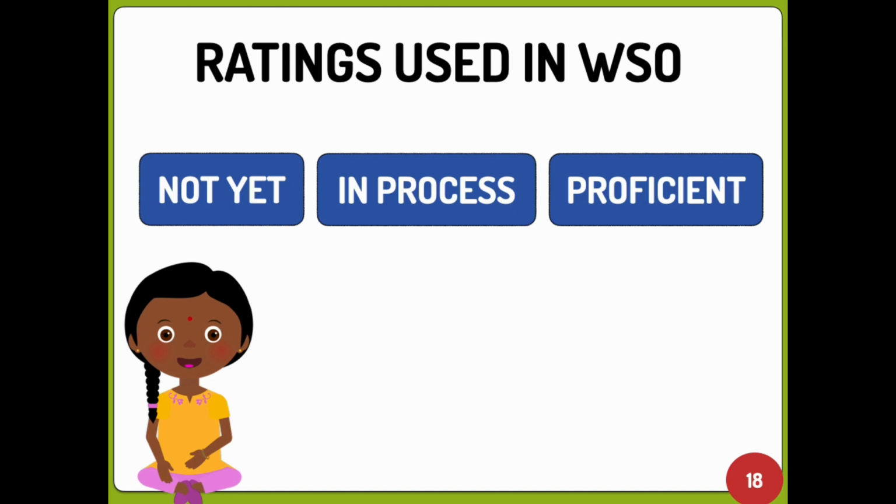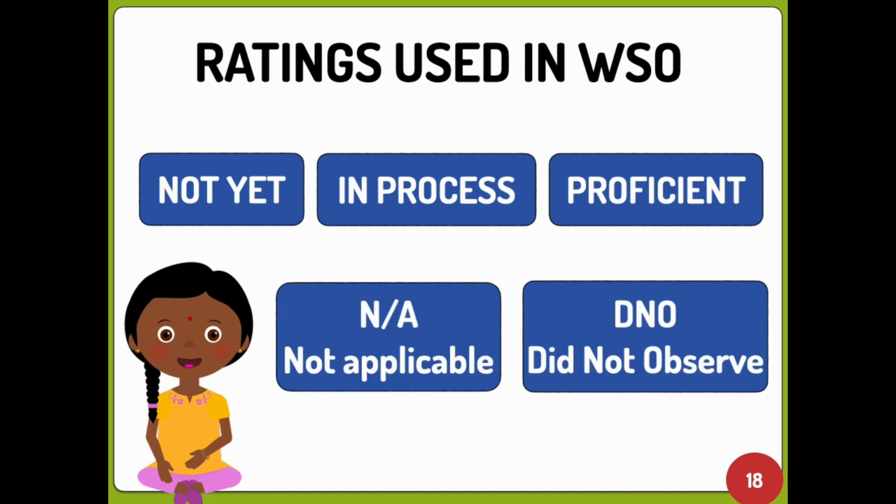Let's look at the ratings used in work sampling. There are 3 main ratings that are used most of the time: not yet, in process, and proficient. The other 2 ratings that are used in special circumstances are NA, which is not applicable, and DNO, which means did not observe.